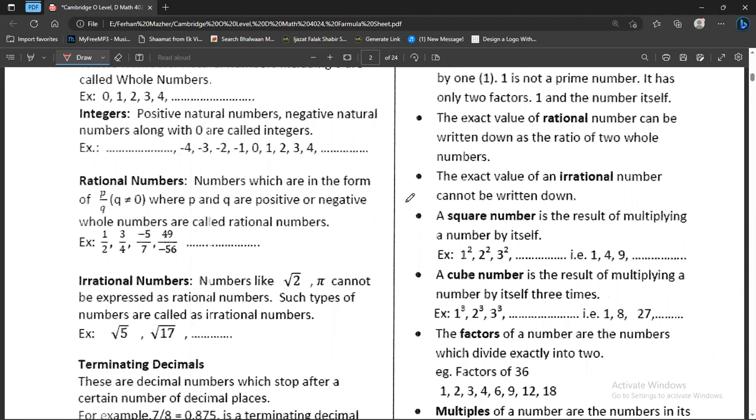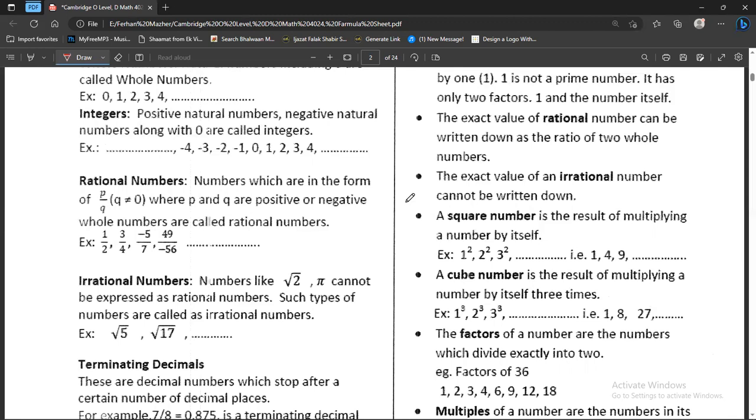A square number is the result of multiplying a number by itself. For example, 1 square is 1, 2 square is 4, 3 square is 9, 4 square is 16. So these are the square numbers. One thing is very important, remember, you have to memorize. I have made a video on this, and at least the first 47 prime numbers should be on your fingertips.